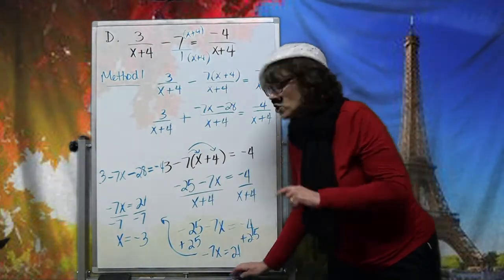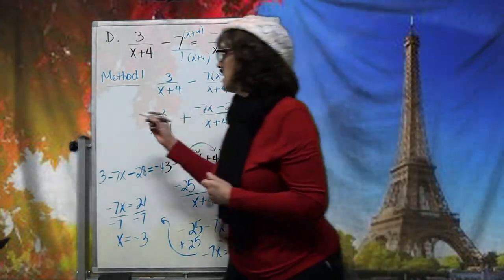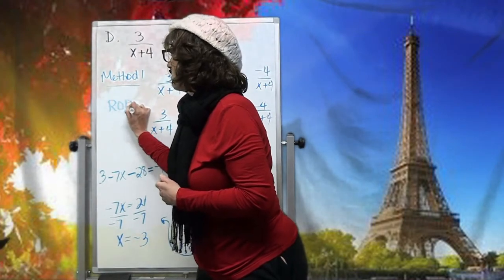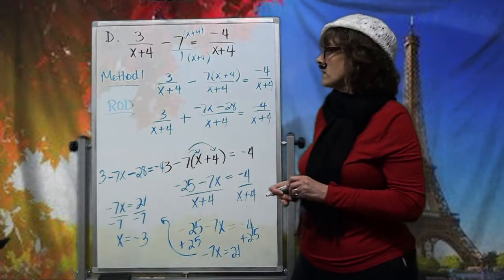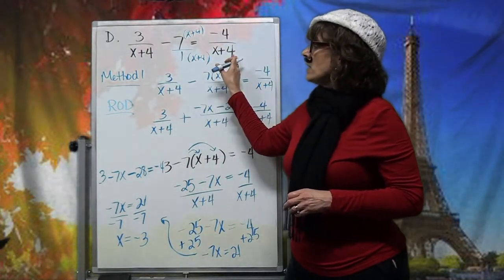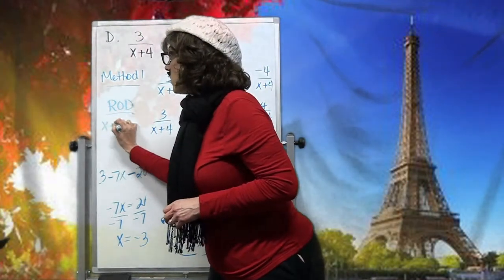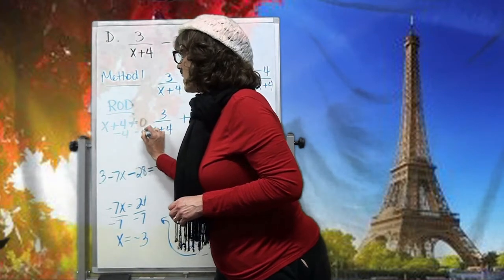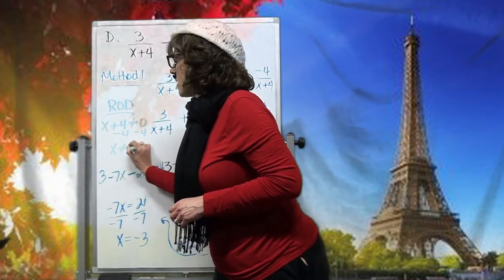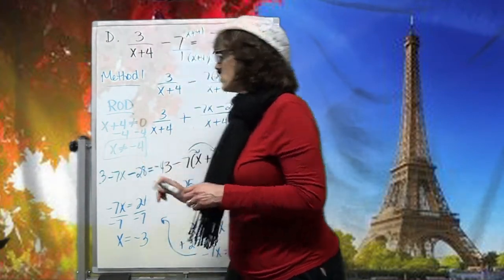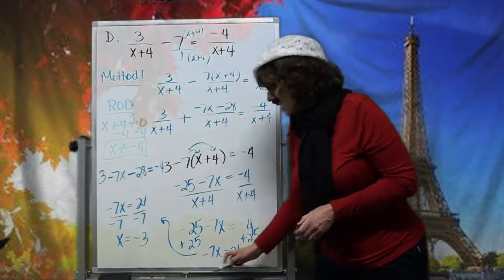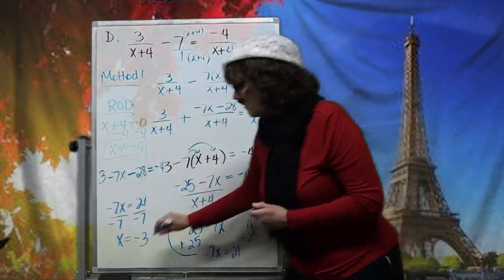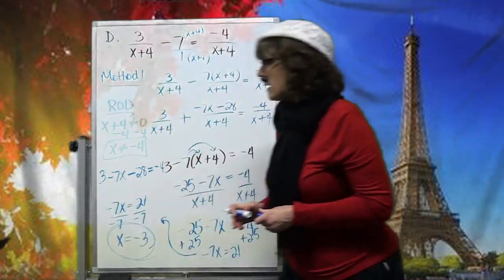But don't forget, check that restriction on the domain. I've got to be careful that the solution I came up with better not cause a 0 in the denominator. Same denominator here and here. So I only need to check it once: x plus 4 had better not be a 0. And if I subtract 4, that means the x had better not be a negative 4. That's my restriction on the domain. But that's not what I said x should be. I said x should be a negative 3. So my answer is perfectly fine.